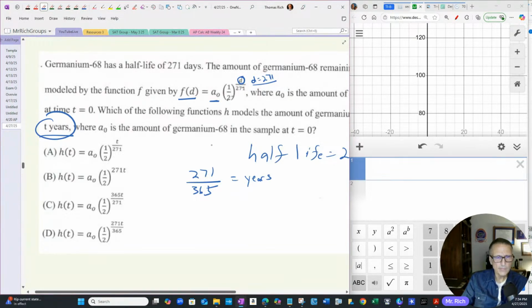So that means that's how many years I want the first halving to occur, which means I really need to be choosing this one right here. Answer C, because if this is how many years the half-life is going to be, when I plug that in for t, that's going to give me an exponent of 1, which will cause the first 1/2 to be applied to the original amount.